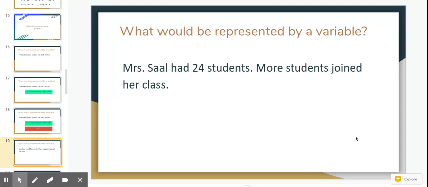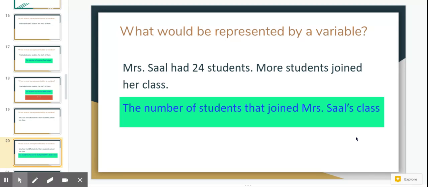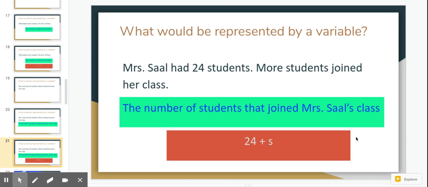Okay, welcome back. So the unknown amount in this example is the number of students that joined Mrs. Saul's class. She had 24 to start, and now she has more. So the expression that would represent this situation is 24 plus S. She started with 24 students, S more joined. The S, again, is the variable. You're not sure how many joined. And 24 plus S altogether would represent how many students are in Mrs. Saul's class now.